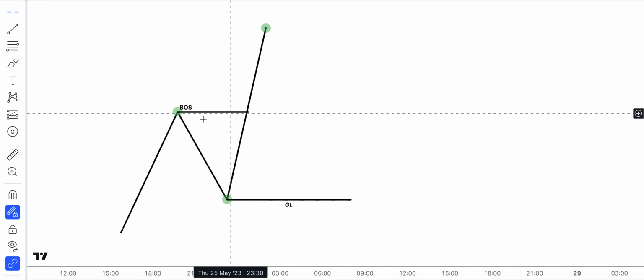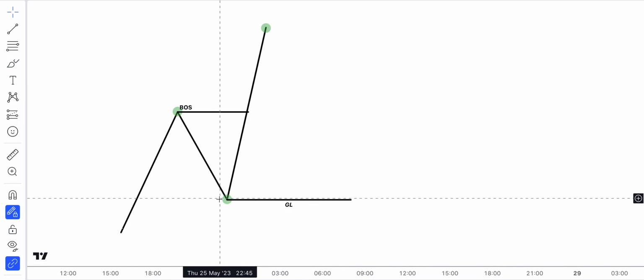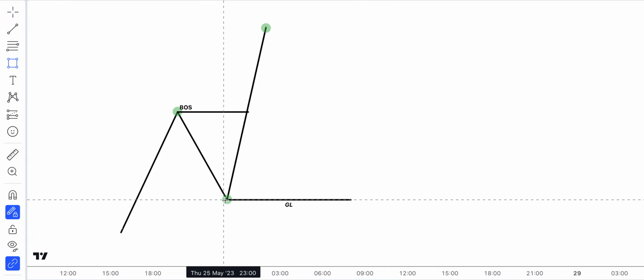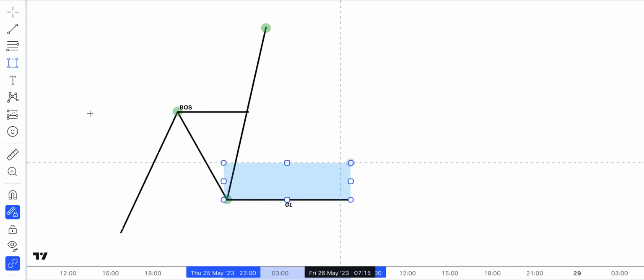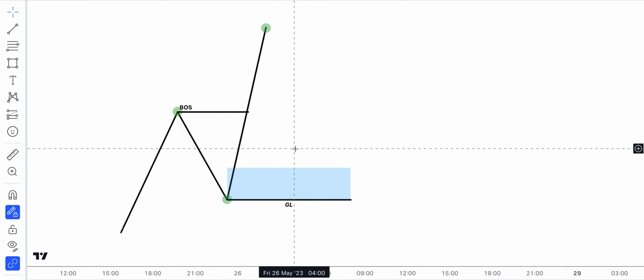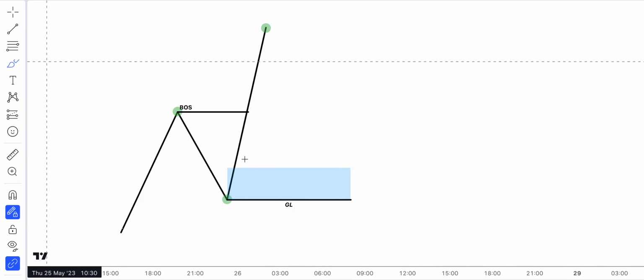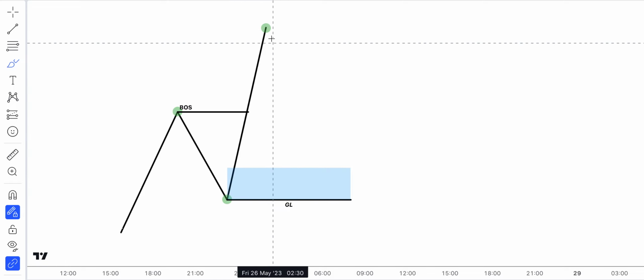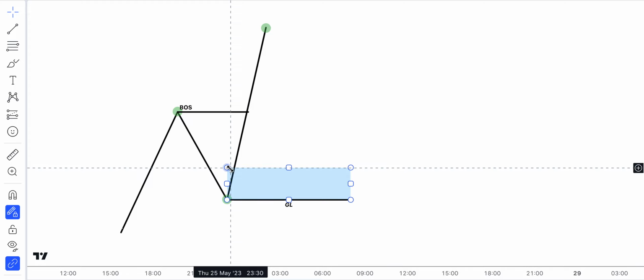Okay, once we've identified the break of structure and our guarded low here, we can then mark on our extreme demand. So this is the only area where we as traders will be looking for a long trade. Okay, we mark this on within this impulsive leg here. Within this impulsive leg, there's going to be a down candle before this move to the upside. And that's exactly where we mark on our POI, or point of interest. Okay, we mark it on from the open of that down candle down to the low.